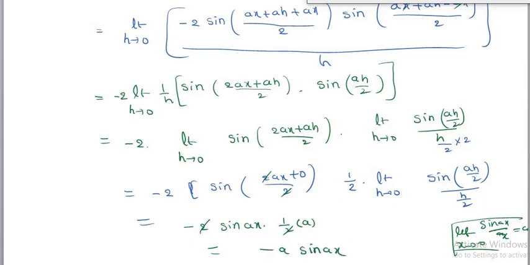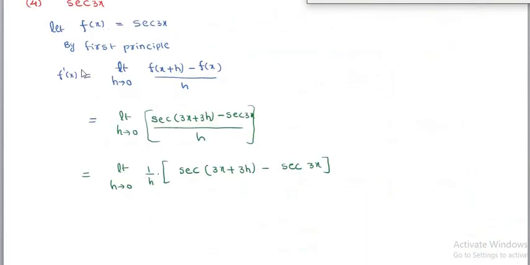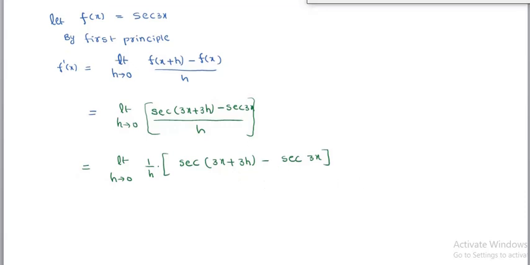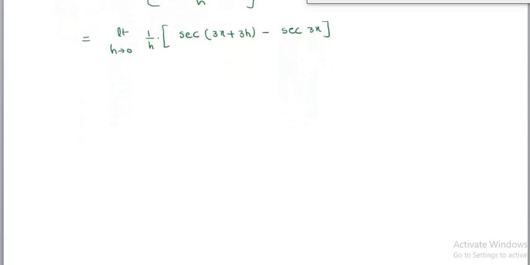Next problem. Let f(x) equal to secant 3x. By first principle, f'(x) equals limit h tends to 0, [f(x+h) - f(x)]/h. Limit h tends to 0, 1/h, [sec(3x+3h) - sec 3x]. So I will write 1/cos(3x+3h) minus 1/cos 3x.